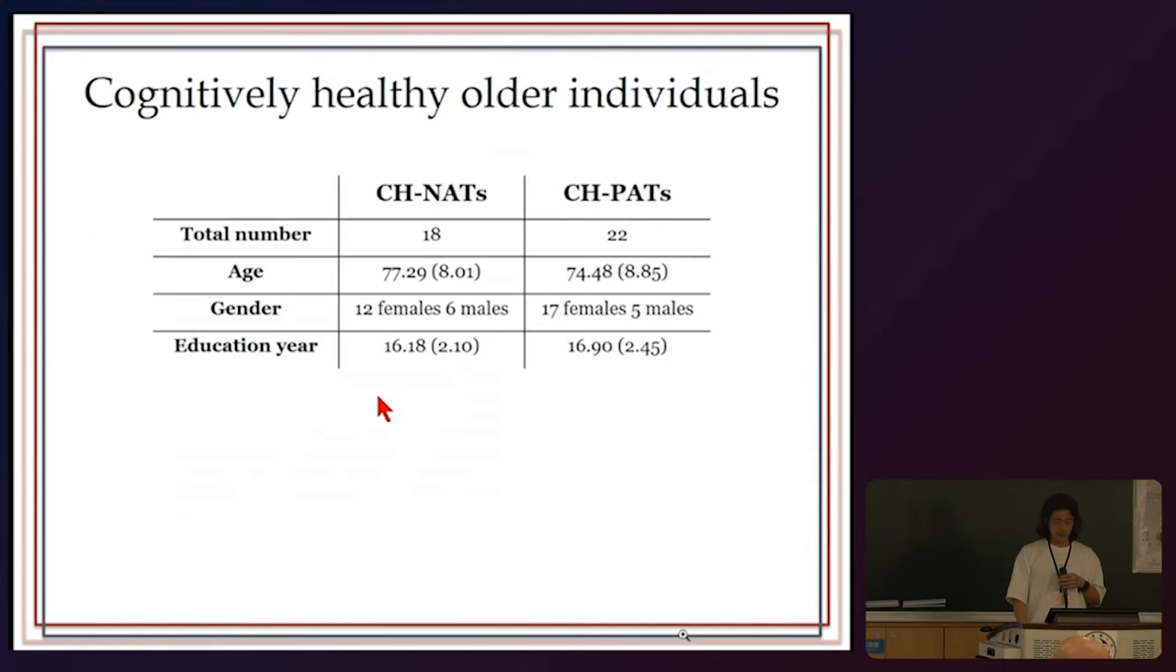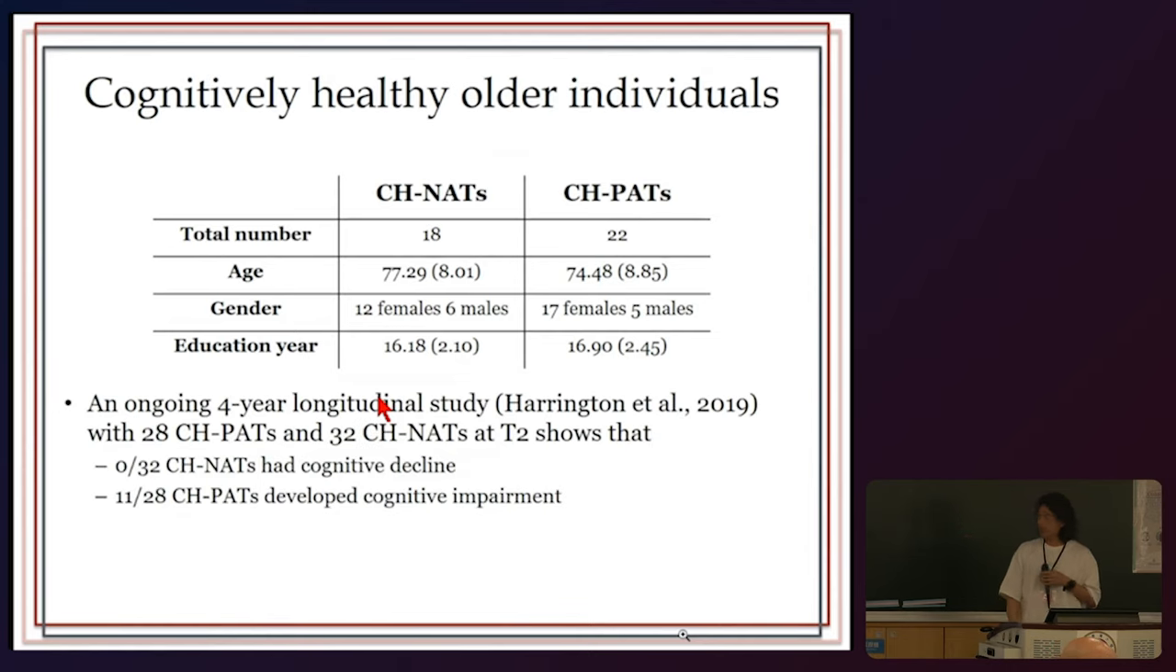We collected about 20 participants in each classification, with comparable age, education, IQ, and so on. This is just to show that the biomarker we're using is actually predictive. In an ongoing study, none of the low-risk participants declined after 4 years, but about 40% of those classified as high risk declined. So this is indeed predictive.